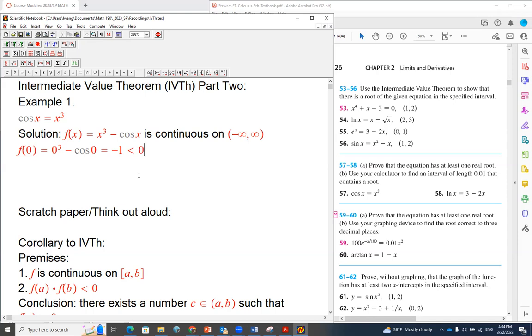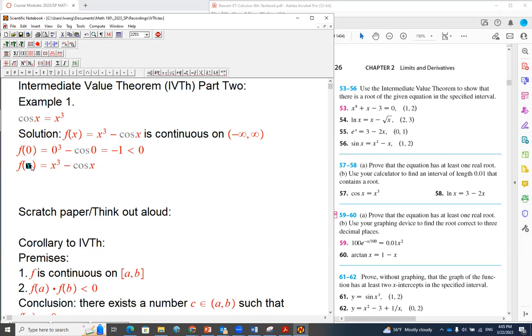Next, you want to find a positive number. What would that be? Then you probably think about cosine values. You can use a calculator if you want to. Cosine 0 itself is 1, so there's a negative sign in front of it, just to make sure you got it.